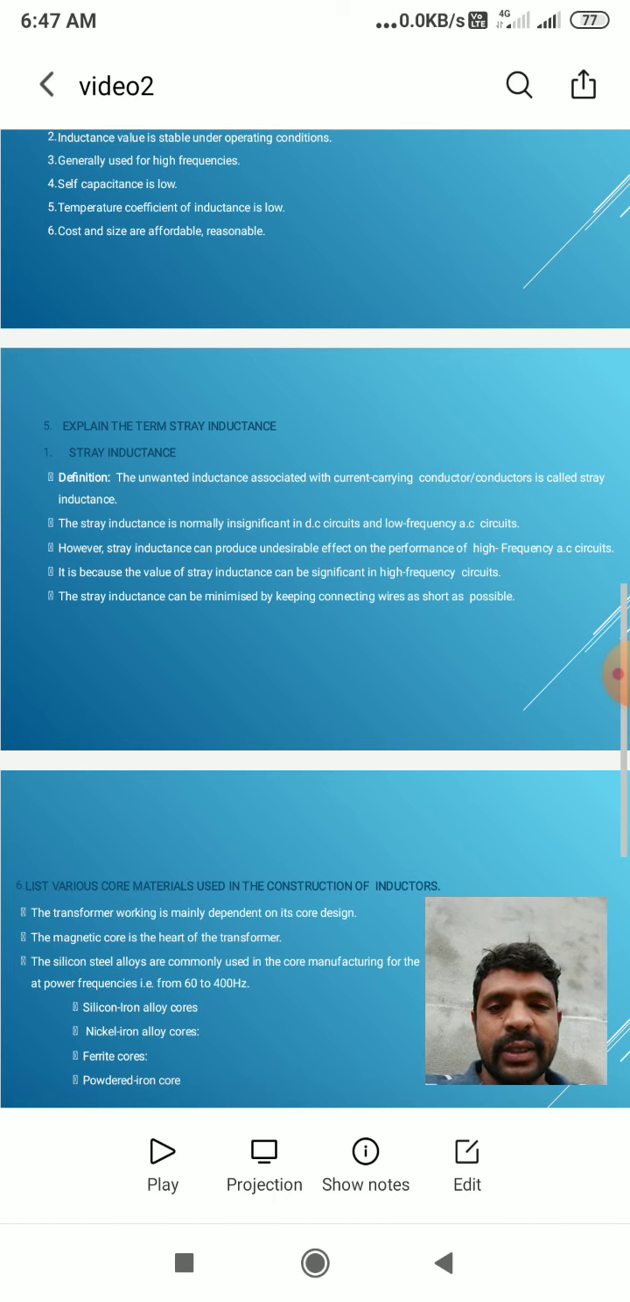Stray inductance is normally insignificant in DC circuits and low frequency AC circuits. However, stray inductance can produce undesirable effects on the performance of high frequency AC circuits, because the value of stray inductance can be significant in high frequency circuits. Stray inductance can be minimized by keeping connecting wires as short as possible. So, the stray inductance value is very small, and it is the unwanted inductance in general circuits.